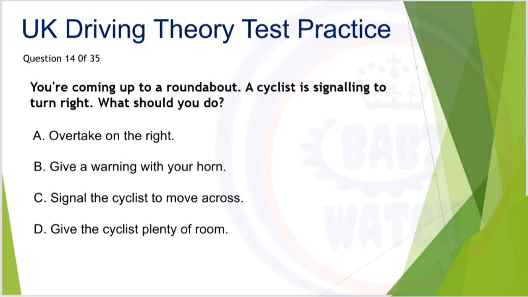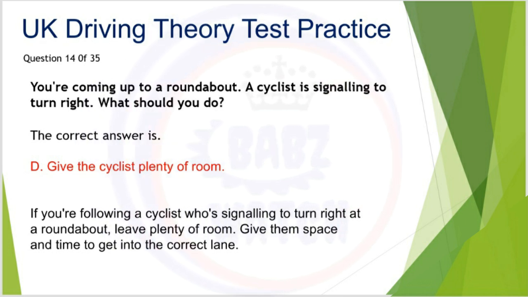Question 14 of 35. You're coming up to a roundabout. A cyclist is signaling to turn right. What should you do? A. Overtake on the right. B. Give a warning with your horn. C. Signal the cyclist to move across. D. Give a cyclist plenty of room. The correct answer is D.